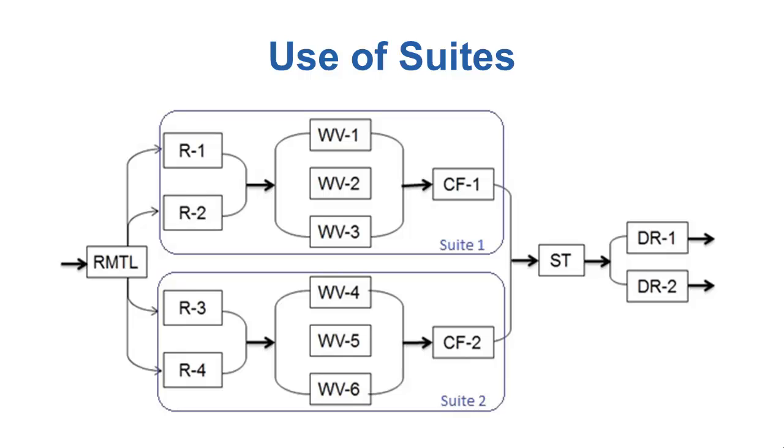As with the earlier examples, in this example, the raw materials are fed by a single transfer line, RMTL, into one of the 4 reactors, and only one reactor can be charged at a time. However, unlike the earlier example files, the reactors, wash vessels, and centrifuges are split into 2 production suites. Suite 1 includes 2 reactors, 3 wash vessels, and 1 centrifuge. Suite 2 also includes 2 reactors, 3 wash vessels, and 1 centrifuge.